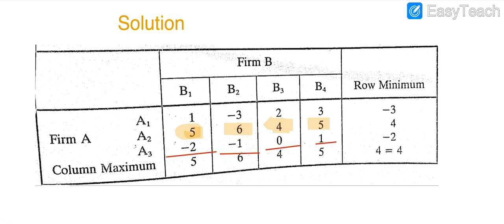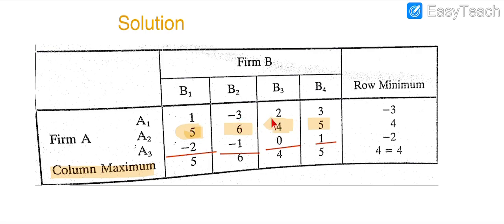Yes. Now you can see we have arranged all the columns, and from all the columns we have taken out the maximum value. So arrange the column maximum. You have arranged the column maximum 5, 6, 4 and 5 like this. Now you have to arrange rows. What is rows? Like this.